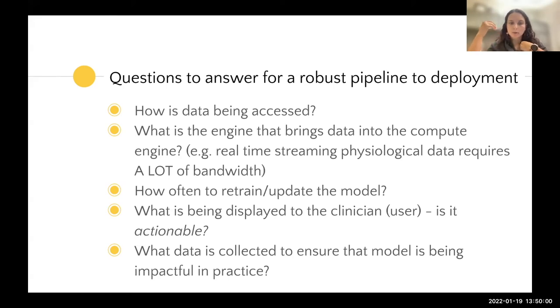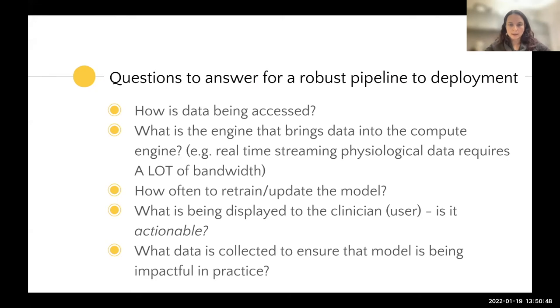We have to understand how often to retrain and update this model. This has to be decided before deployment, right? For COVID cases, very highly non-stationary data, we might have to retrain very often. For other conditions, maybe not as often. So this has to be addressed. And it's one thing that we are predicting, for example, mortality, but what we are displaying to the clinician, to the user, unless it's actionable, sometimes it's not going to be taken into account, right? So the user has to be involved in the process right away to make sure that whatever is being brought back from the system to the user can actually affect the decision-making process in a positive way.